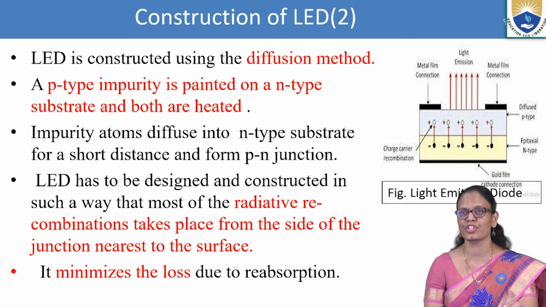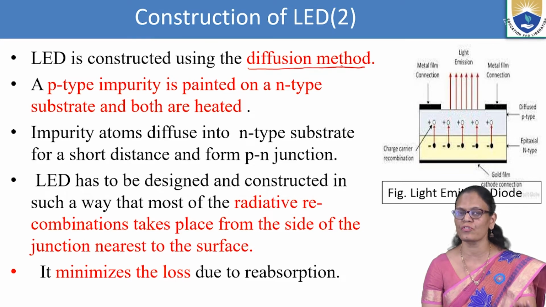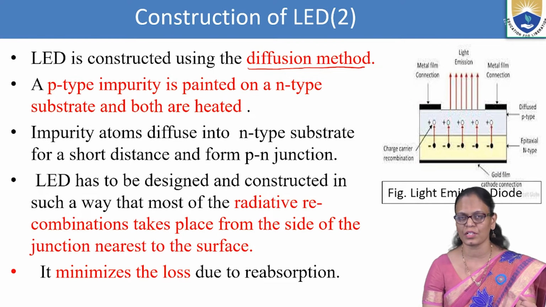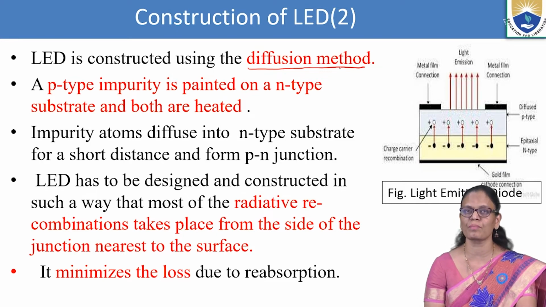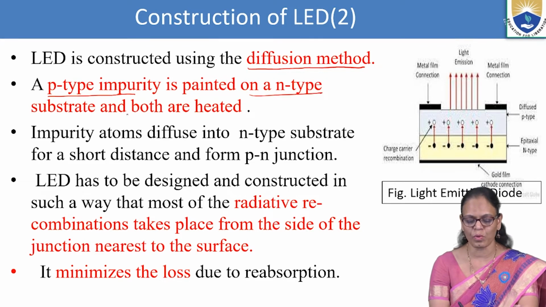Now coming to the construction of LED. How an LED is constructed. So LED is constructed using diffusion method. When we have discussed the formation of a PN junction diode, we have seen different methods, and in that we have discussed very clearly about the diffusion process. Diffusion is always a process in which the atoms from the higher concentration side will move on to the lower concentration. So here what we are using is the diffusion method. A p-type impurity is painted on an n-type and both are heated.